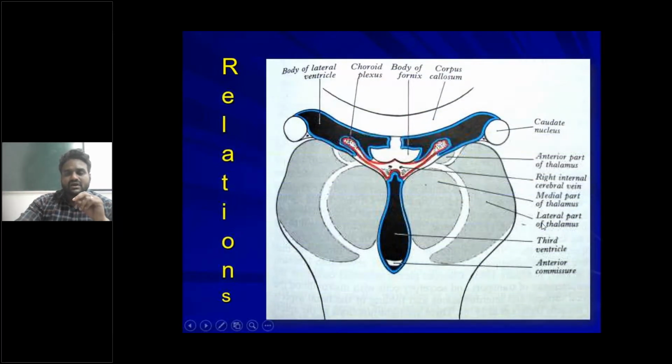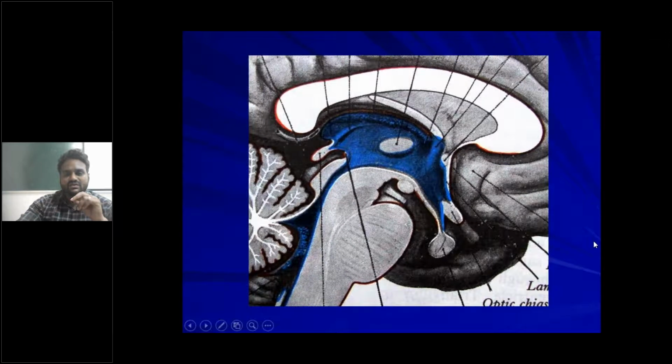And in this picture, you can see the relations. Already I told you the relations of the thalamus. The right and left thalami are both interconnected through fibers, and this is the cross section of those fibers. This is called the interthalamic adhesion, and these fibers pass across the third ventricle. This dotted yellow line indicates the hypothalamic sulcus, which divides the thalamus from the hypothalamus.